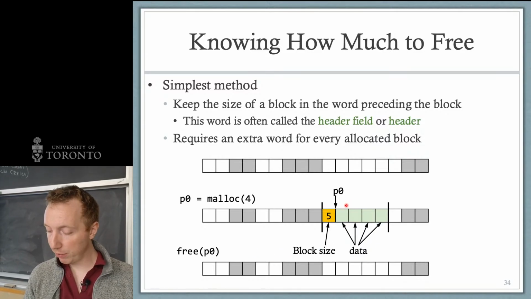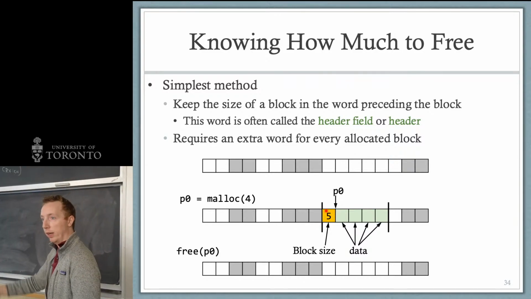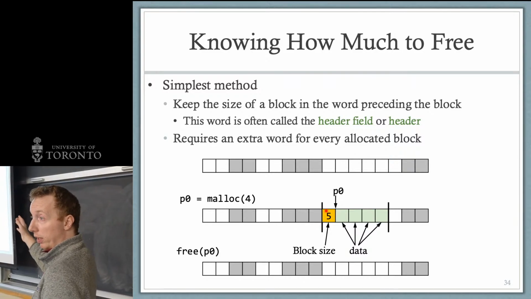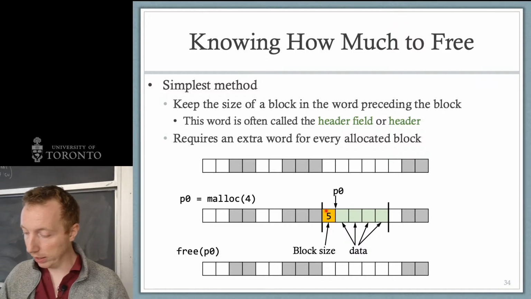So that's what it would look like. And now if we free, we could just back up 1 and say, okay, including this header block, the next 5 blocks are all free. I can reuse them for another allocation.